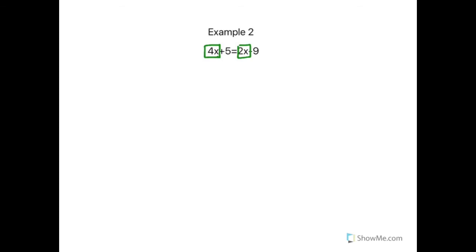So if this is a positive 2x, because there's an imaginary plus here that we don't see, in order to bring it to the other side, I'm going to subtract it. So I'm going to subtract 2x here. And what I already did on one side, I'm going to do to the other. And again, I can only subtract a couple from a couple. I can't subtract 2x from 5 because 5 is not a couple. So I'm going to subtract it from this 4x over here.